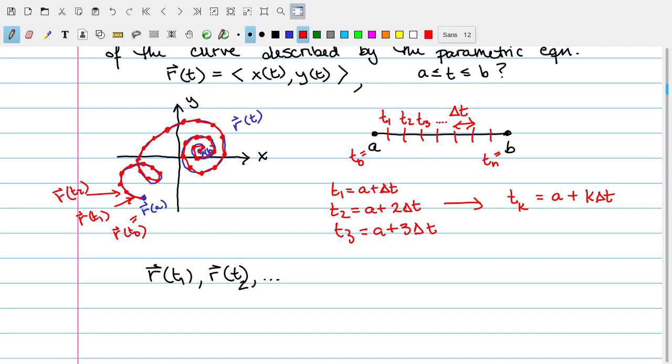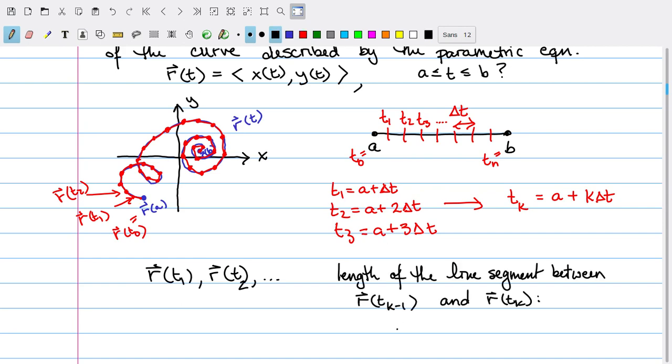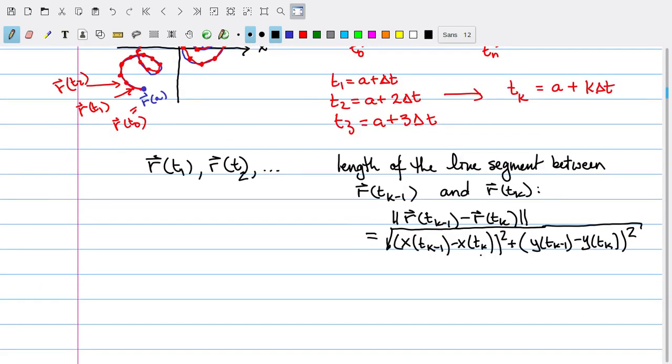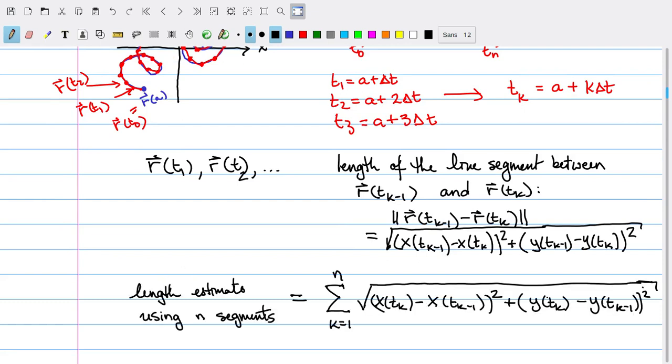etc. So the length of the line segment between those 2 points is just given by the distance formula. Or alternatively, it's just the magnitude of the difference of those 2 vectors. It's the square root of the sum of the squares of the differences of the entries. So our estimate using n line segments is just the sum of the n individual line segment lengths, so the sum of these square roots.